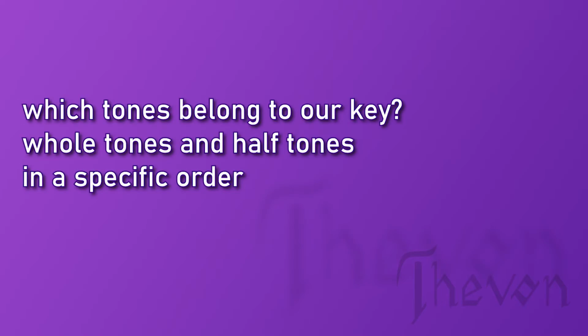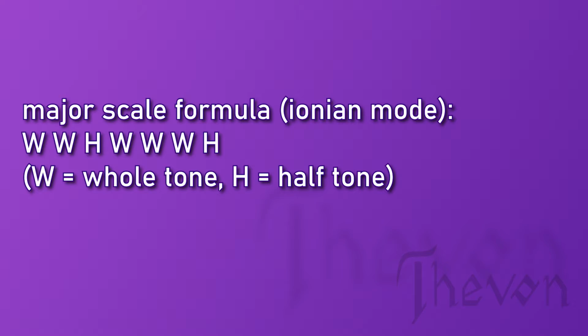We can use a specific order of whole tones and half tones to determine which tones belong to our key. This formula is called a mode, and the collection of all these tones is a scale. For example, the formula of a major scale starting from the tonic is whole, whole, half, whole, whole, whole, half. This is also called the Ionian mode.